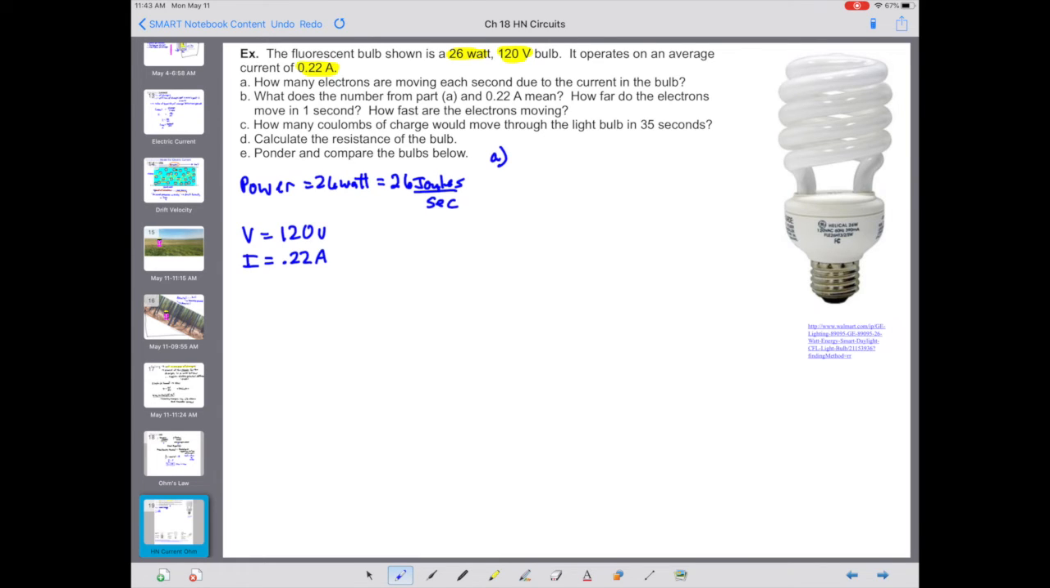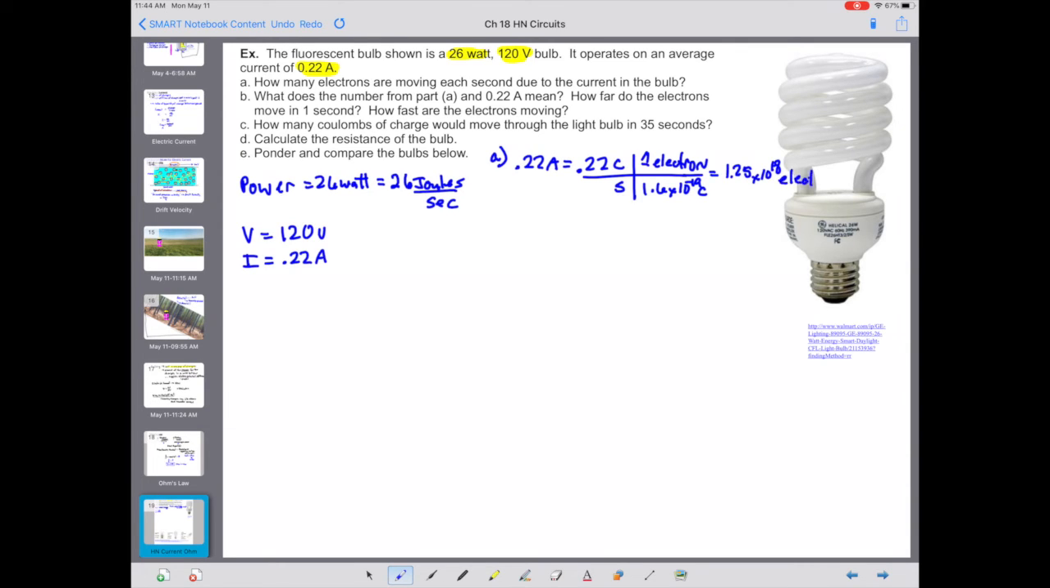So then in part A, how many electrons are moving each second due to the current in the bulb? Well, that's going to be a picket fence. 0.22 amps, remember what an amp is. That's a coulomb per second. And so then once we think of that in coulombs per second, we can convert into electrons, because we know one electron has a charge of 1.6 times 10 to the negative 19th coulombs.